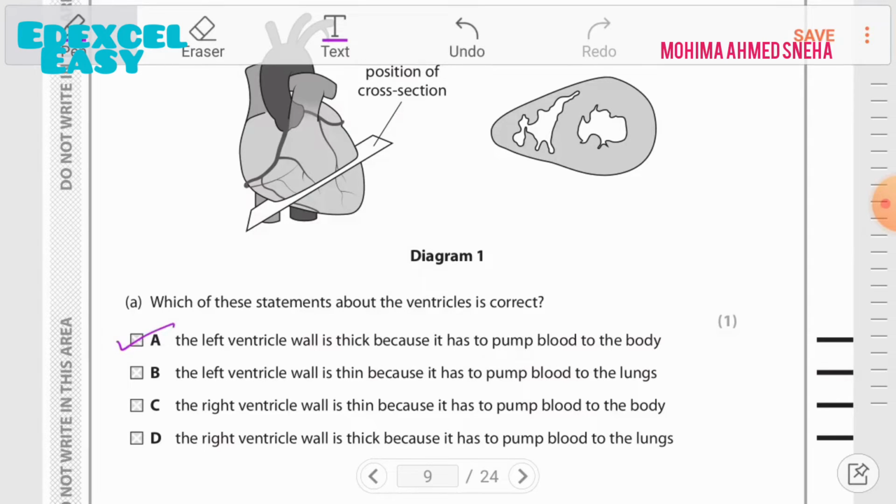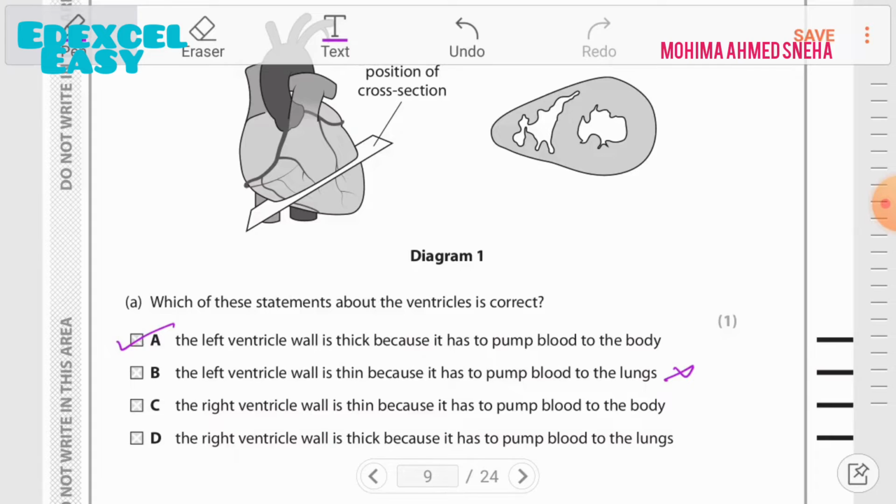The left ventricle wall is thin because it has to pump blood to the lungs. We all know that whenever the left ventricle contracts, the blood moves to the aorta, and the aorta does not go to the lungs. So this one is wrong. The right ventricle's wall is thin because it has to pump blood to the body. Half of the statement is correct, that the wall of the right ventricle is thin. This is correct, but the reason for this half statement is wrong.